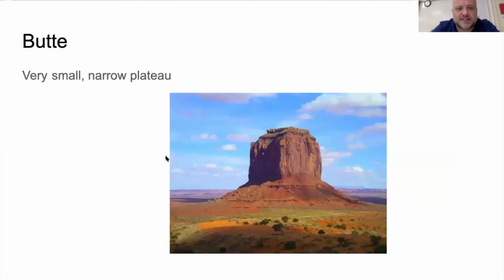Now, a totally separate word. This is a butte. This is not a butt. Please do not say, what did you learn about in social studies? We learned about butts. That's not it at all.